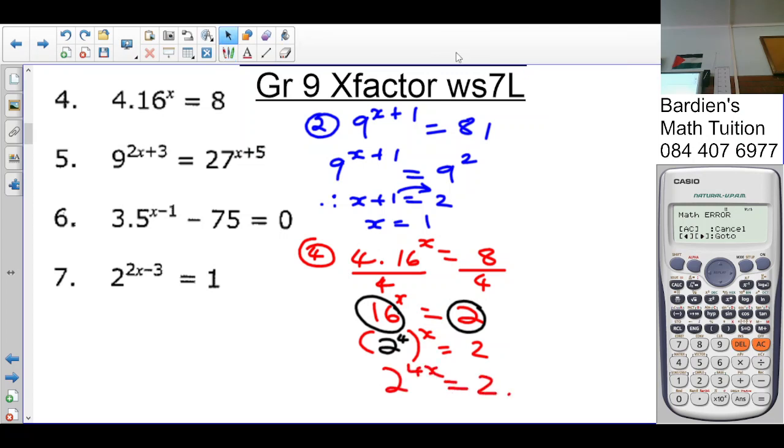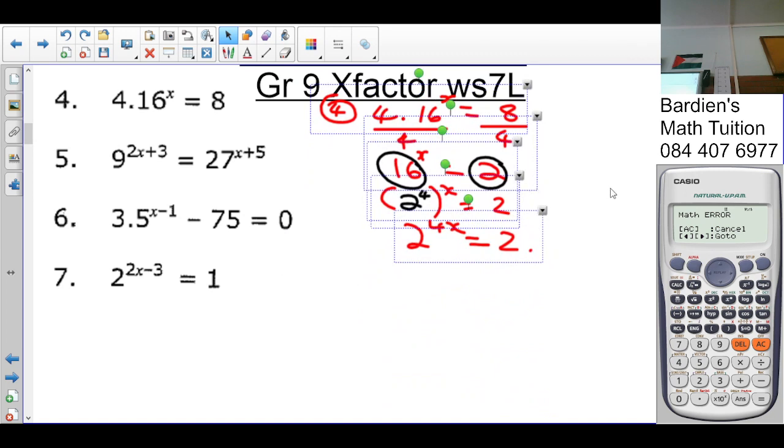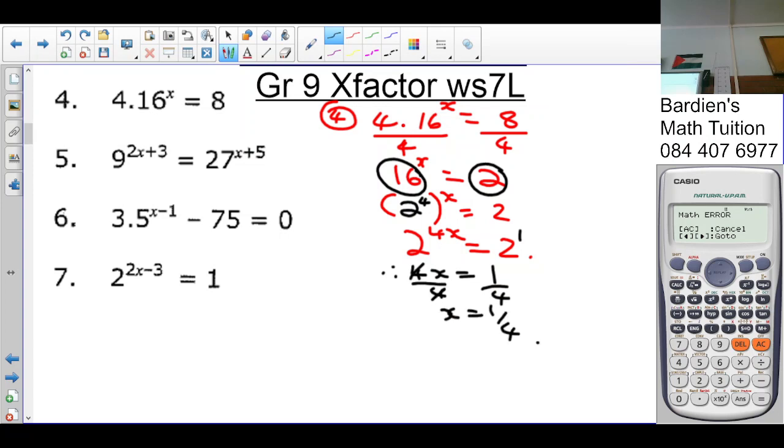You always write my goal. Not in the exam, but always in class. Now what? 4x is equal to 2 to the what? What is the exponent on that 2? 1. So therefore, 4x equals 1. Divide by 4 on both sides. x is a quarter. Okay? A quarter.